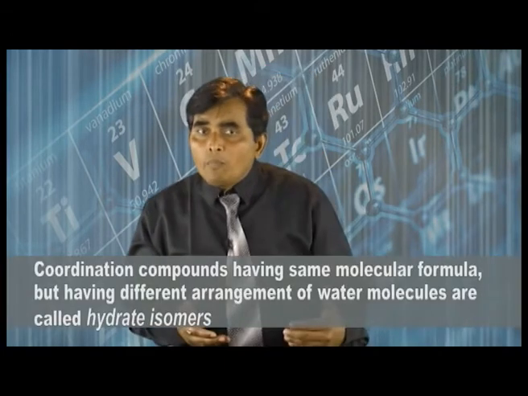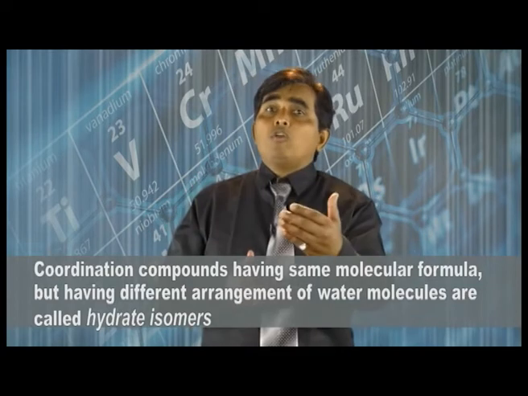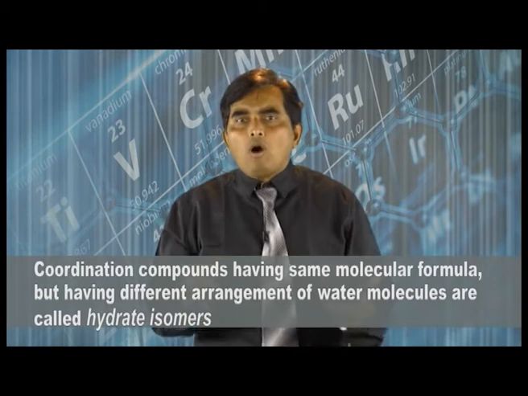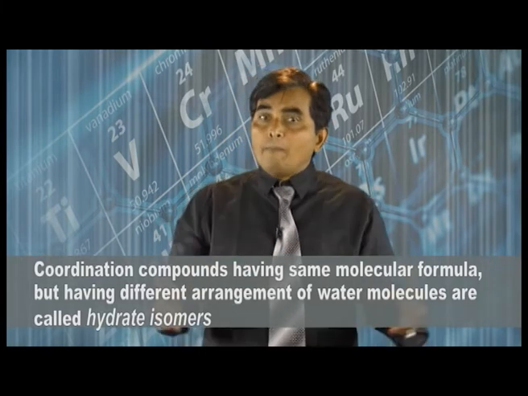A water molecule may also be a crystallizing agent for some compounds. Such water molecules are called water of crystallization. Depending on the role of water, the physical and chemical properties of the molecule vary. Coordination compounds having the same molecular formula but different arrangements of water molecules are called hydrate isomers. For example, we know 3 different molecules with the formula CrCl3.6H2O.